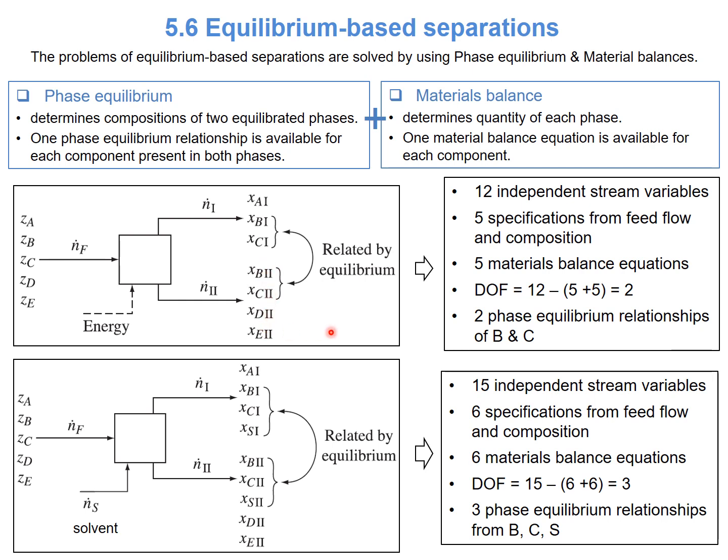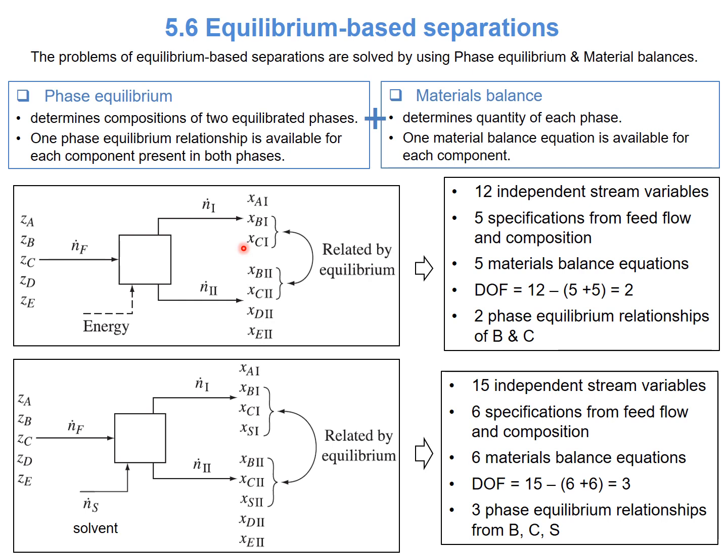The main target of this separator is to separate the B component from the C component. The first stream is the B dominant stream, and the second stream is the C dominant stream. The other components, A and D and E, are non-key components for this problem. Then we should think about the equilibrium between phase 1 and phase 2 in terms of component B and component C.